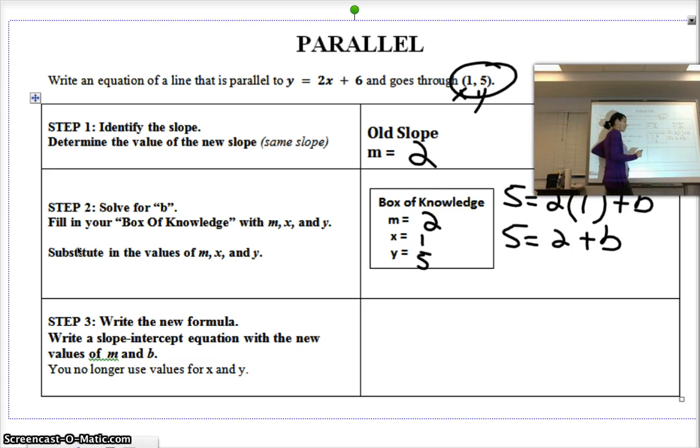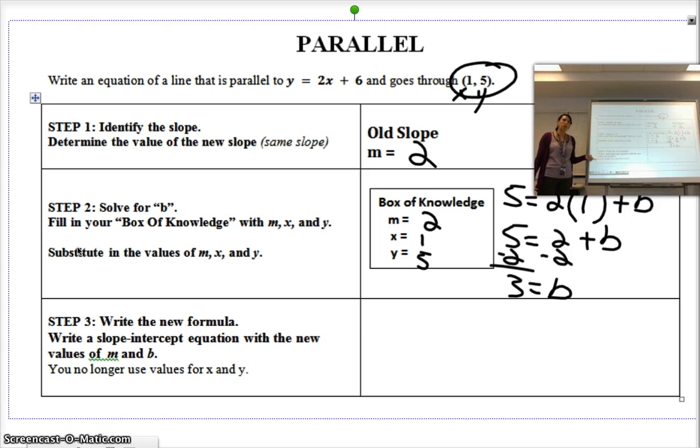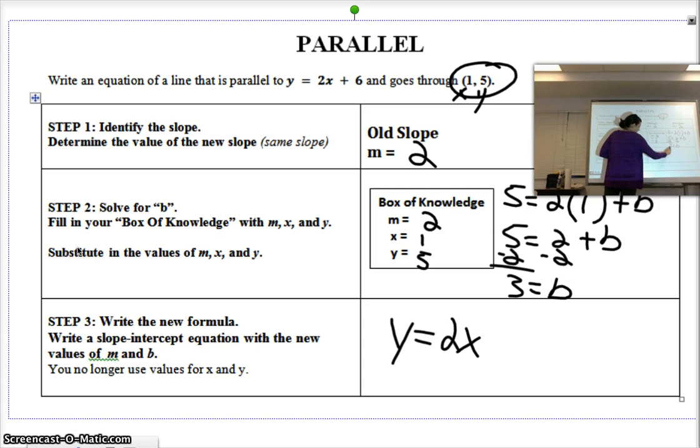No, not divide. Subtract the 2. So b equals 3. Now, remember what we talked about at the beginning of class with those x and y values, and there's an infinite number of x and y values on that line? So when we're writing an equation of a line, we no longer use values for x and y. We leave them as variables. So my end result is going to be y equals my slope, x, plus whatever value I just solved for b. Ta-da!